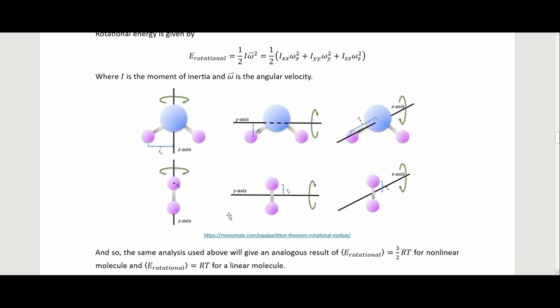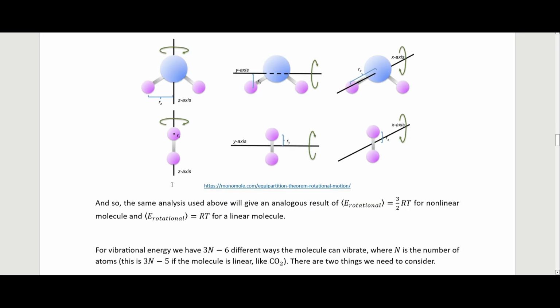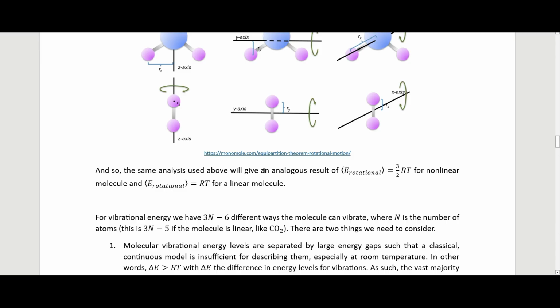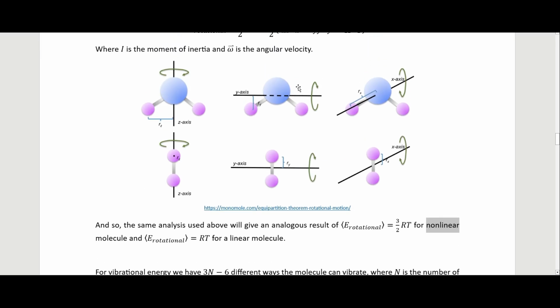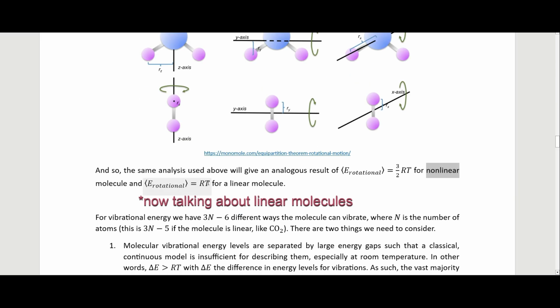But if we have a linear molecule, then for instance, the rotation around the z-axis would not actually contribute, because this is going to be symmetrical around that axis. So there is actually no rotation there. So we have only the y and x axis. So the same analysis we used above for the translational energy will give us that the rotational energy is also equal to 3/2 RT for a non-linear molecule, because we have 3 dimensions we can rotate in, but for a linear molecule it's only RT, so it'd actually be 2/2, which is just 1, because we only have these 2 dimensions, and so it just equals RT rather than 3/2 RT.